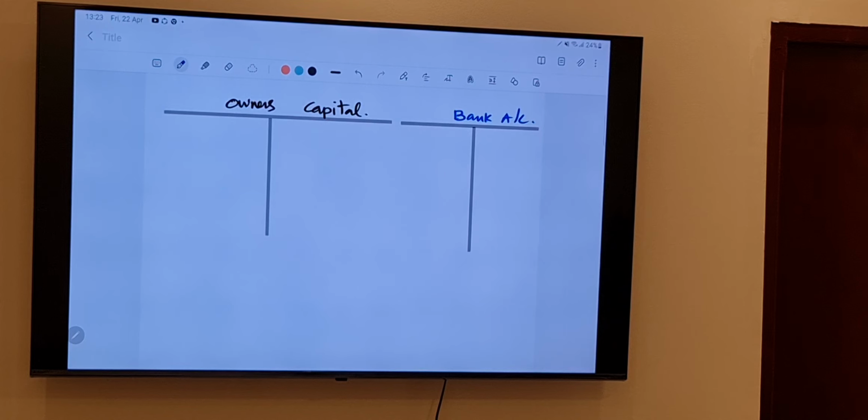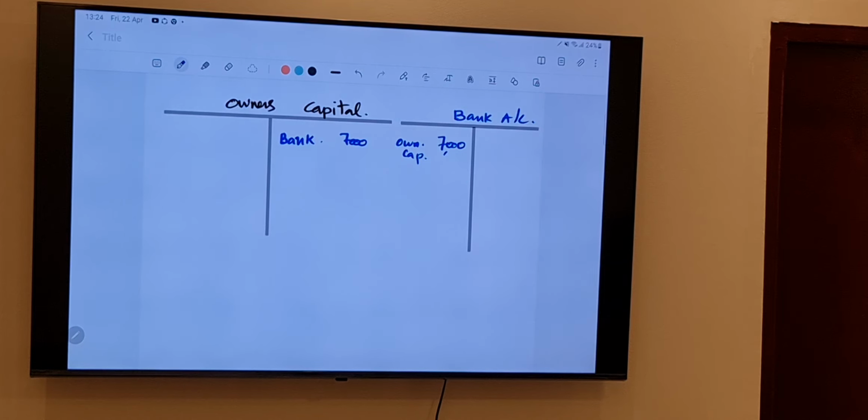Now, double entry. Someone tell me please. 7,000 he introduces to the business bank account by the owner. Where should I debit and where should I credit? Bank account debit, 7,000. Credit, where? Capital. And I also need to write the narration. There are various ways of writing it. The shortest way is to write the name of the corresponding other account. So here you write owner's capital, and here, bank.